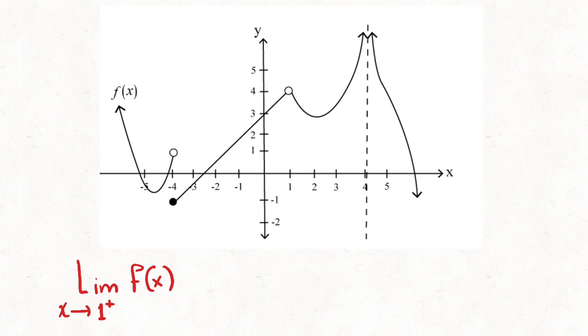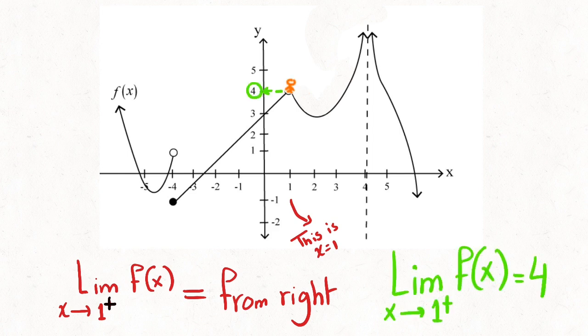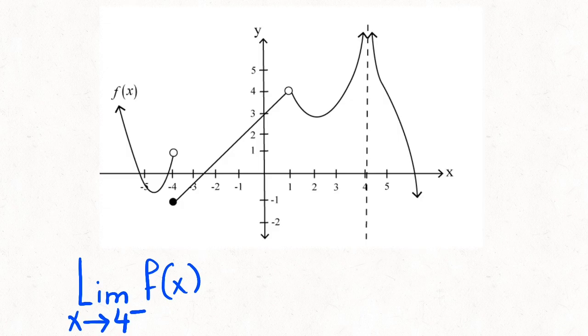Okay, another example. Limit f of x as x goes to 1 from the right side. Again, you assign x equals 1. Now you go to the right side and you imagine yourself again standing on the graph, and you will start walking until you have x equals 1 below you. At this point you will stop and you will see the y value, which is 4, and this is the answer.